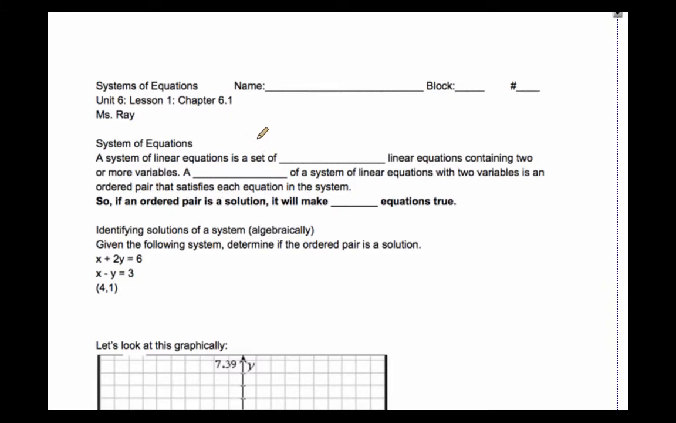All right, this is Unit 6, Lesson 1. This is covering Chapter 6.1 in the textbook. We are starting our unit on systems of equations. A system of linear equations is a set of two or more linear equations containing two or more variables.